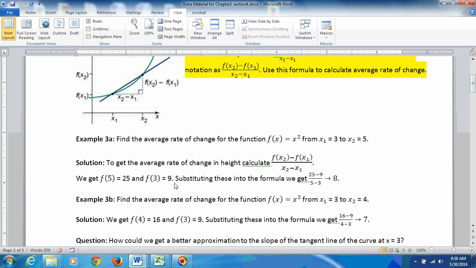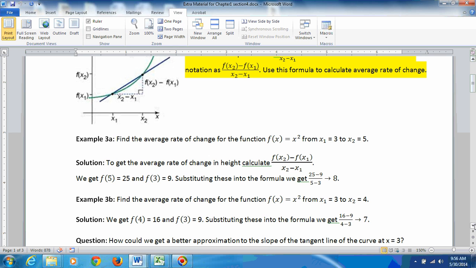And then we just subtract the y values, 25 minus 9, and divide that by the difference in the x values, 5 minus 3. Okay? If you take 25 minus 9, you get 16. 5 minus 3 is 2, and 16 divided by 2 is 8.